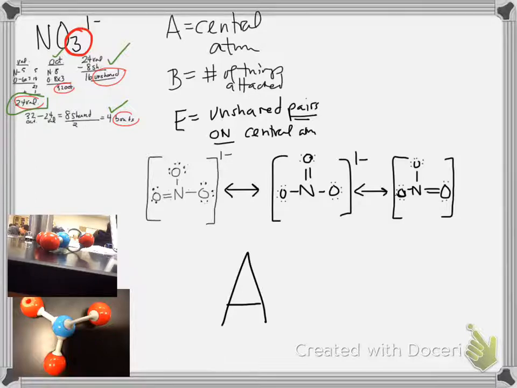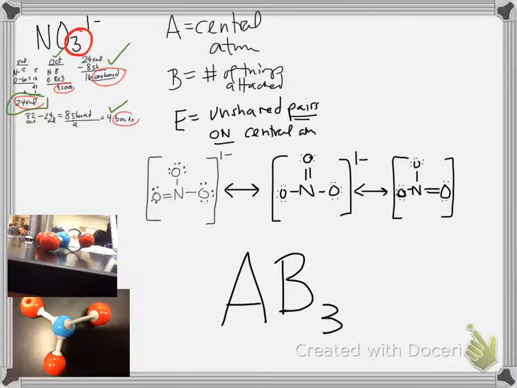Not how many bonds, but how many things. How many things are taking up space around the central atom? Three. So this is AB3. Are there any unshared pairs on the central atom? No. There are no unshared pairs on the central atom. If there are no unshared pairs on the central atom, we don't even put an E.